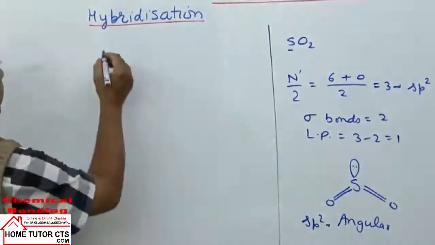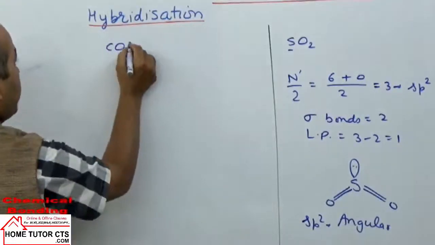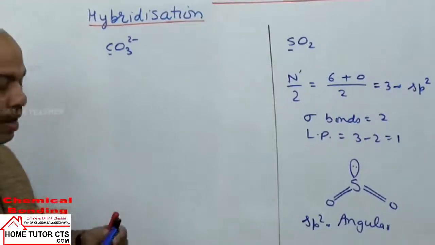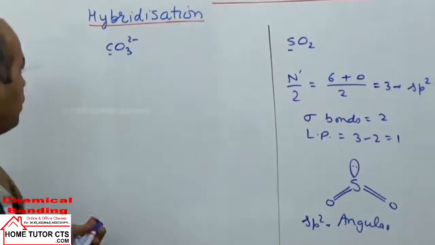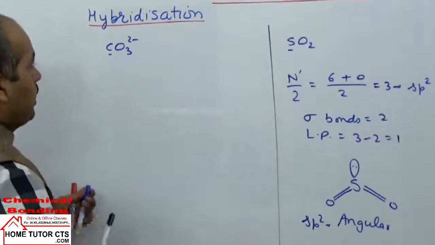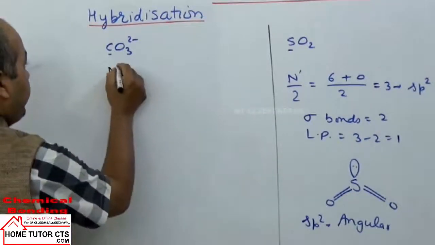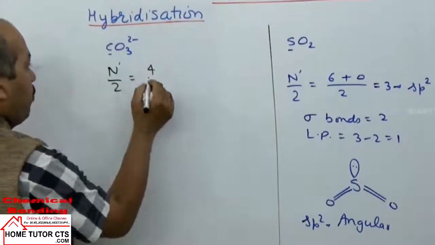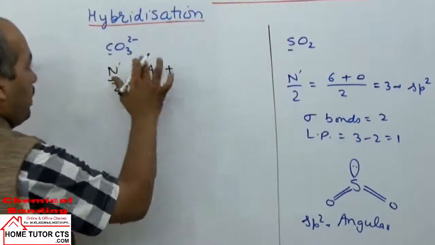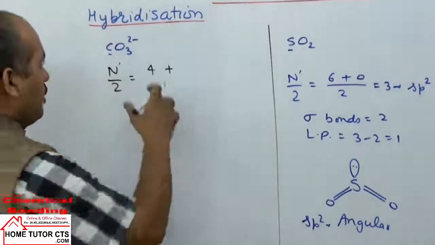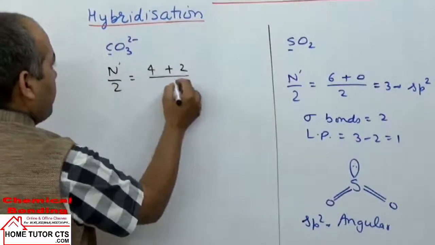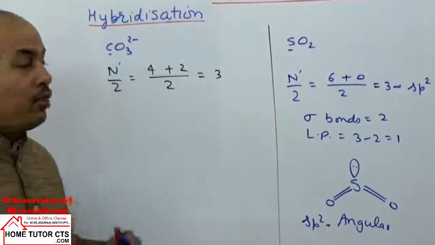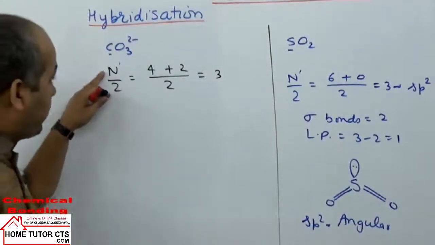Now if I take the next example, suppose carbonate ion. For carbon we require hybridization. So in this case, first find the value of n dash by 2. Carbon central atom has 4 valence electrons, leave oxygen which is divalent, plus add negative charge by 2. That is 3. So in carbonate the value of n dash by 2 is 3.